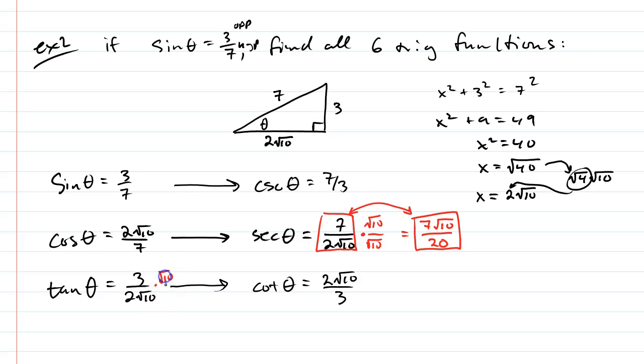Same with down here with the tangent. If we multiply by root 10 all over root 10, the revised answer is going to be 3 root 10 all over 20. But this is only necessary when you have a radical on the bottom, and some books don't even expect you to do this. And the point is that if they give you something like a ratio, could you draw the triangle and set up all the trig functions?